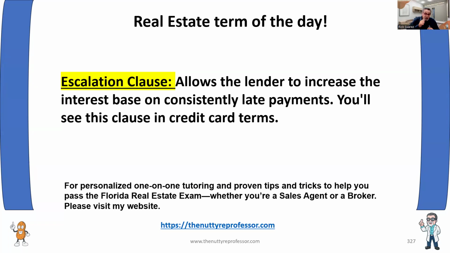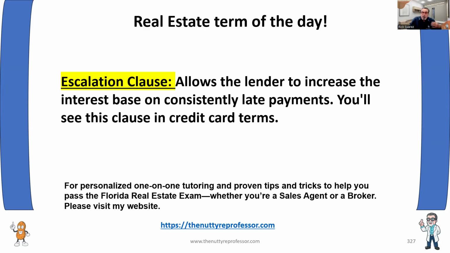Credit cards, hey, 0% interest rate. Go ahead and bring everything over. Go ahead and be late one day. The following month, 27% interest rate. This is seen a lot on credit cards. However, you can see it on a loan for your property as well.